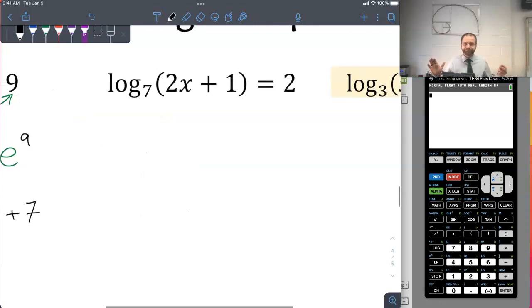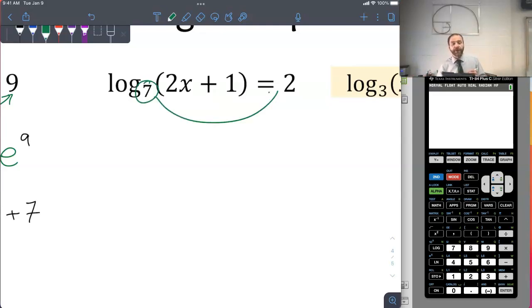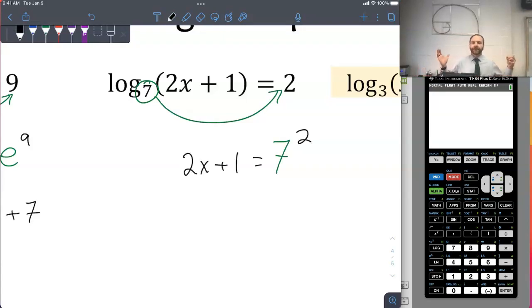What about this one? Again, what power of 7 gives me 2x plus 1? The power is 2. I can convert very quickly if I understand how to read it. If I don't understand how to read it and I want steps, what I'm going to do is go ba-boom, ba-boom, and I'm going to bump it. And that 2 now goes up to the exponent, and the base is 7, and I get 2x plus 1 equals 7 squared. The log disappears, poof, because now we're in exponential form. By the way, 7 squared is 49. I would subtract the 1 and get 48. X equals 24.